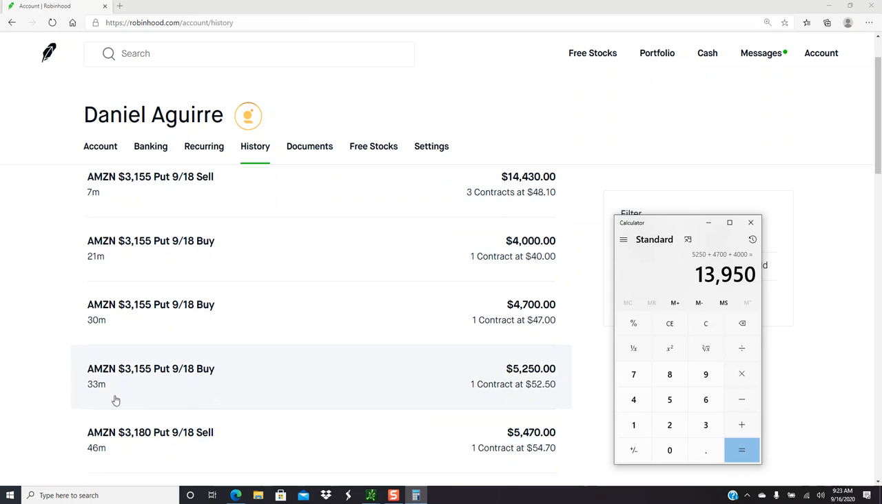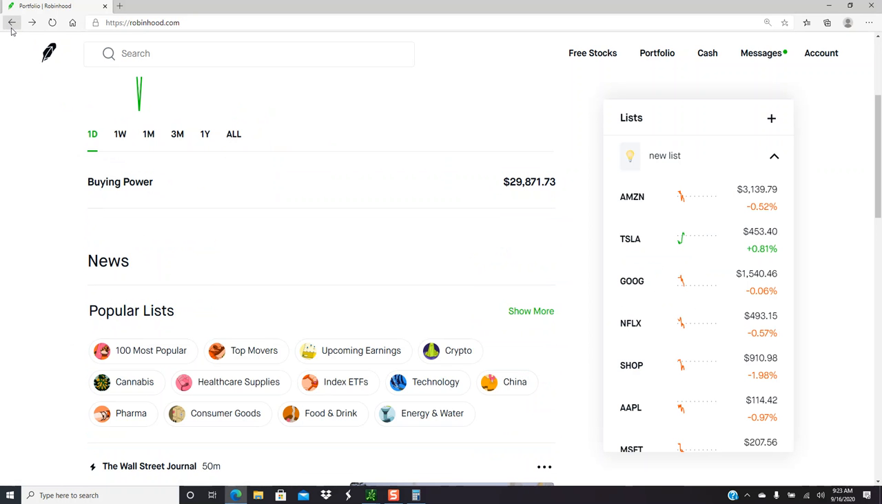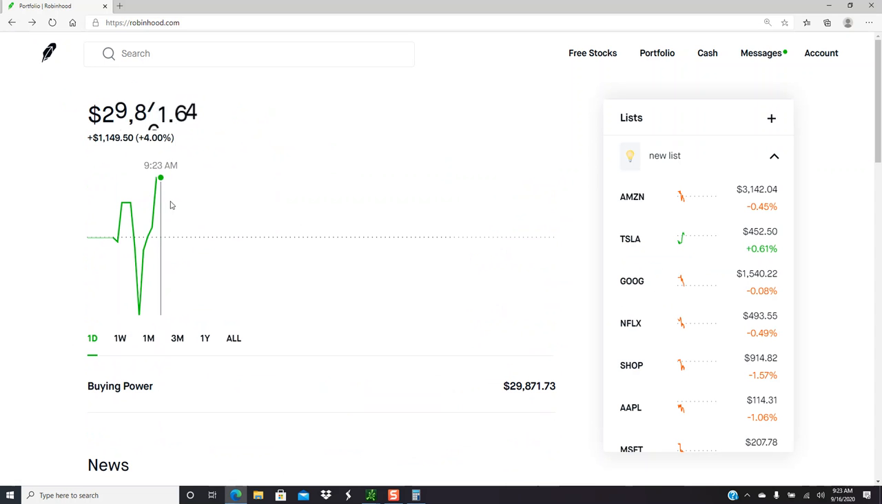No, here we go. 25 minutes. I was able to sell at 14,430, which is a profit of 480 minus that original 670 gives me 1150, which is what you see right here.